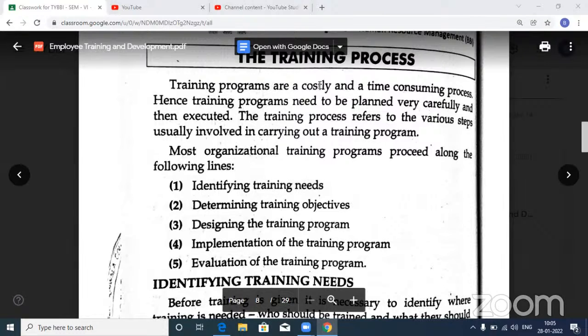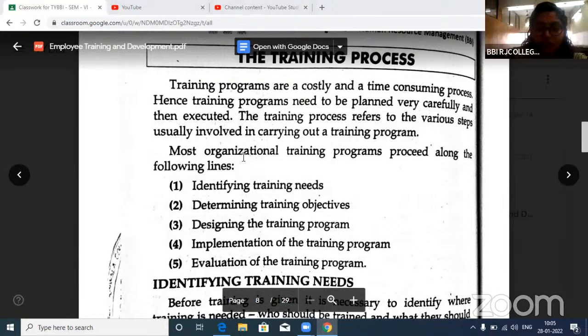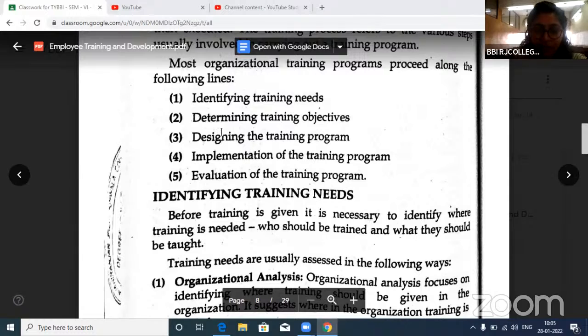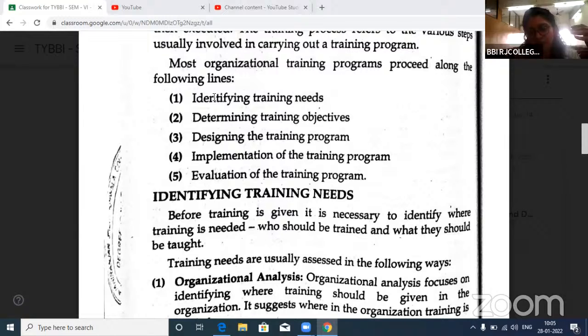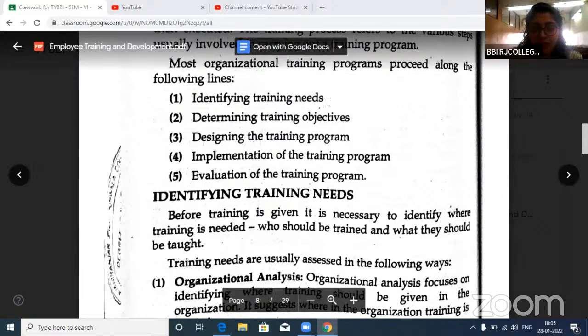Okay, so see, training process now. These are the points that you have to refer to as the process of training. Process means there is a system that you need to follow, a procedure that you need to follow. So number one is identifying training needs.